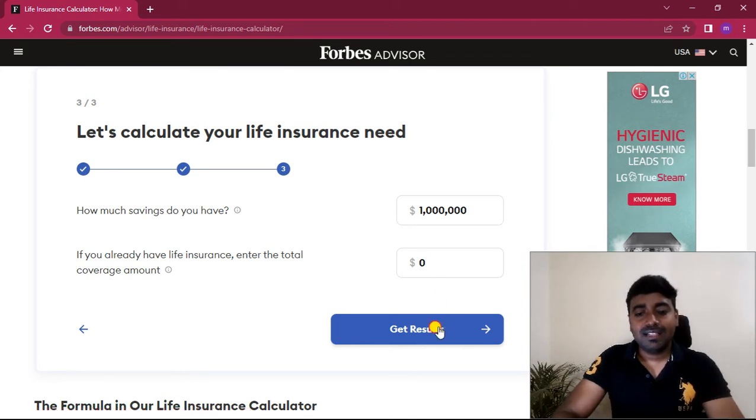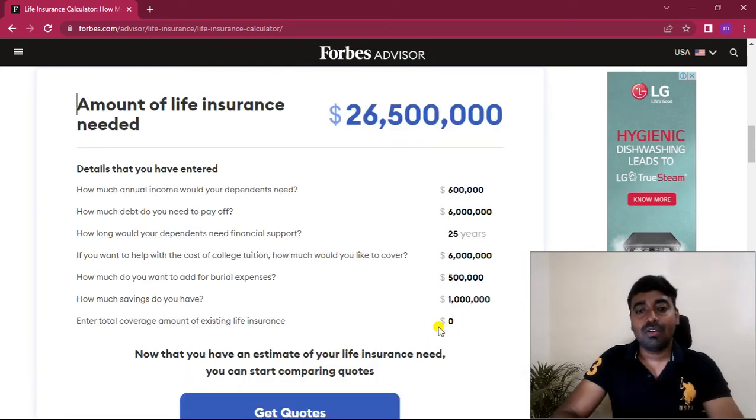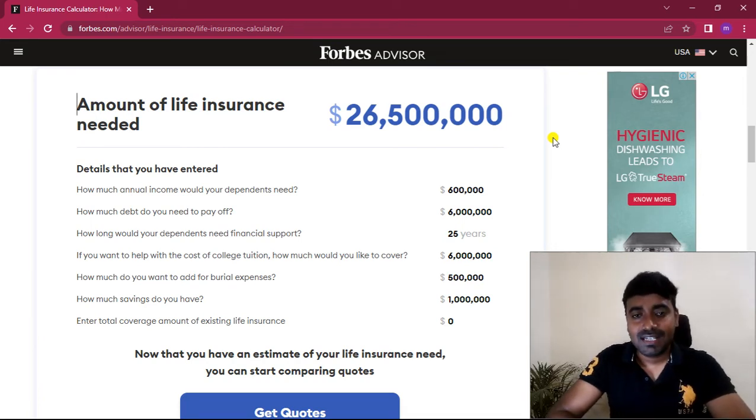Now we can see the result, how much life insurance we need to take. If you see in our case, we have taken the bare minimum things, still the insurance amount is coming 2 crore 65 lakhs. That means if you're taking a life insurance amount of 2 crore 65 lakhs, and if something happens to you in future, at least your family can sustain for the next 25 years, and you can give a bare minimum education to your children, and you can give a good life to your parents or partner. So these things you have to consider.